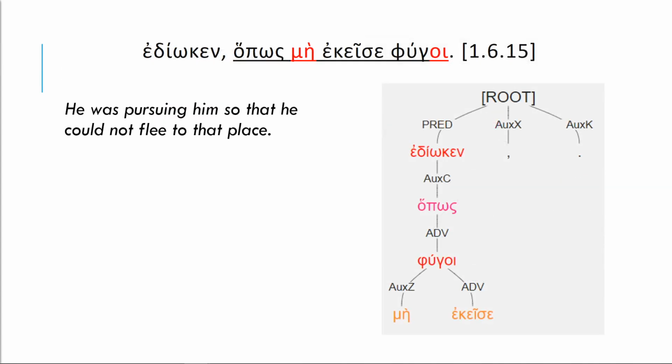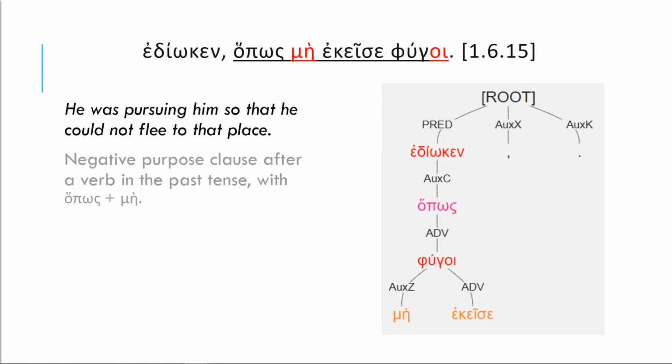He was pursuing him so that he could not flee to that place. Here we have a purpose clause in the negative, so we have me negated. Hopos introduces the purpose clause, and its main verb, ediioken, is in the past tense. So therefore, the verb of the purpose clause is the optative.